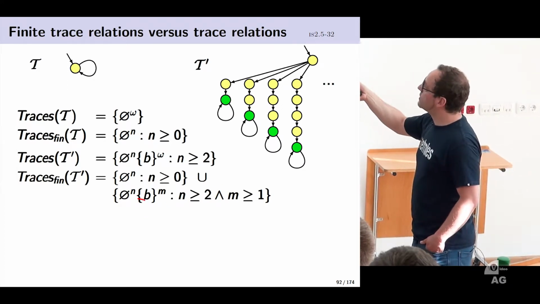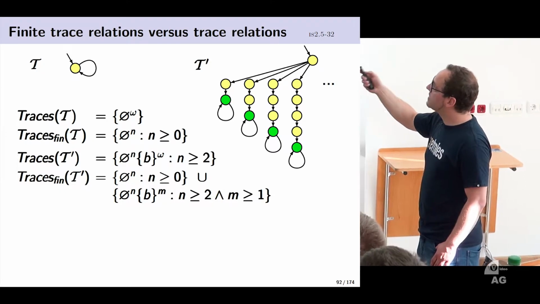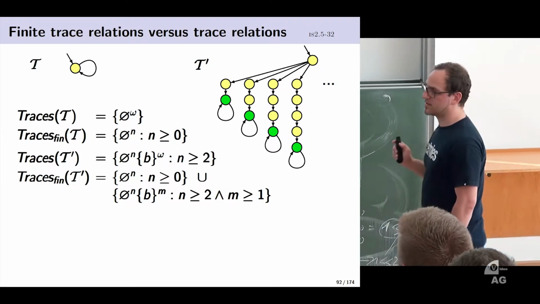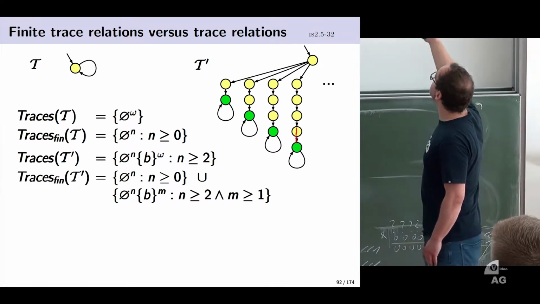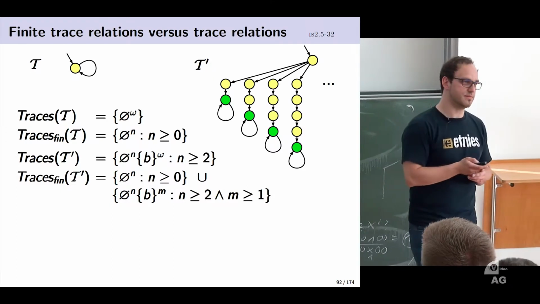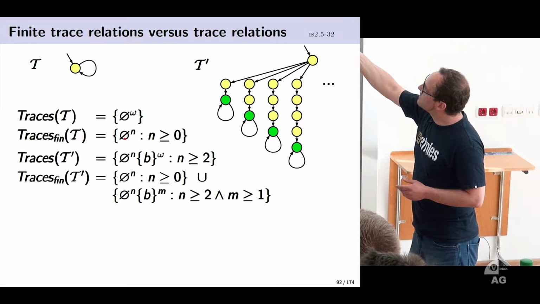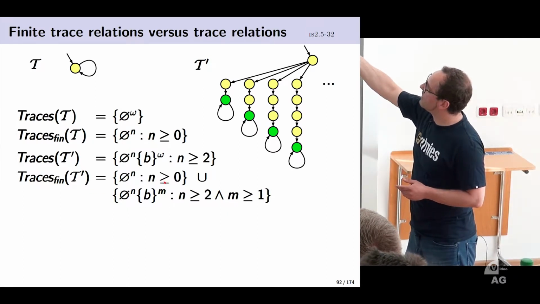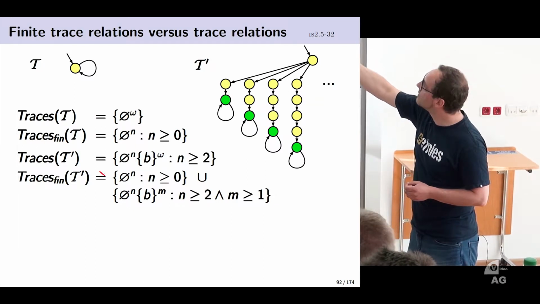But of course, you can also have an arbitrary number of empty sets, if it's at least 2, followed by an arbitrary number of Bs. But the important point is that it's also possible to stop the finite trace before reaching the Bs. Okay? And then you already see that the finite traces of T are included in the finite traces of T prime, right? Because this set, being a 1, is directly a subset of this one.